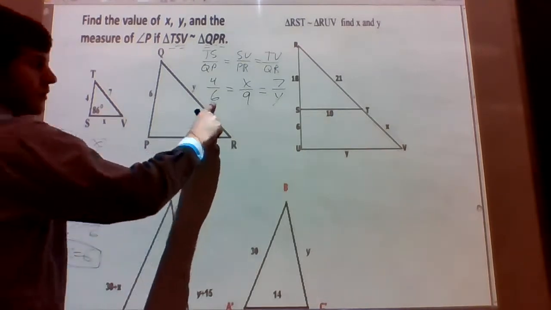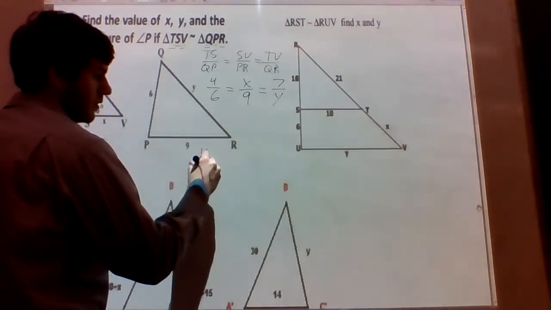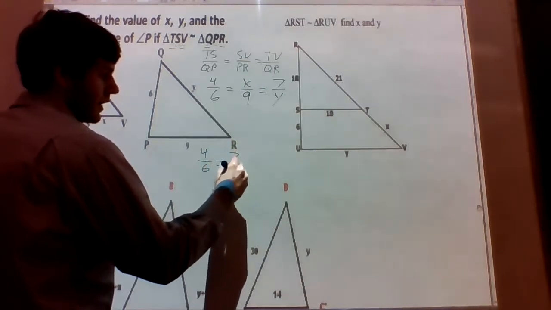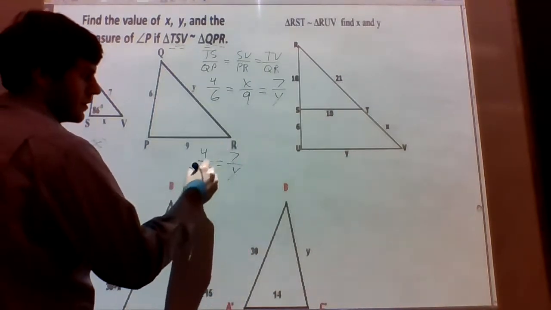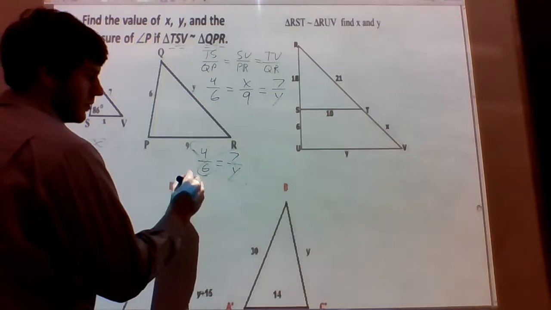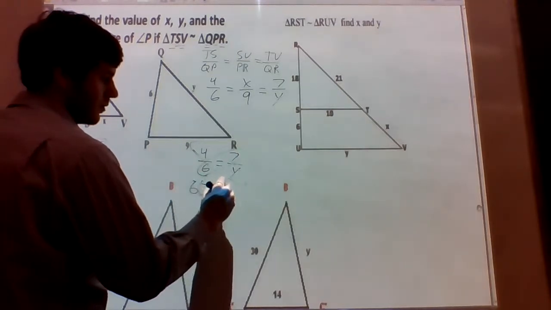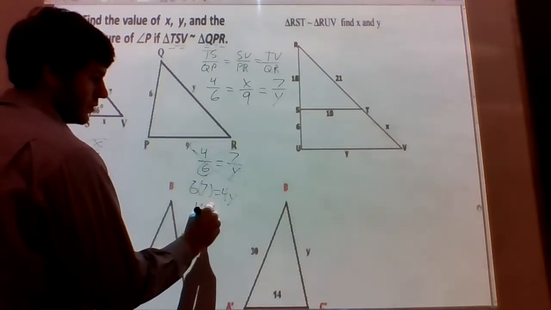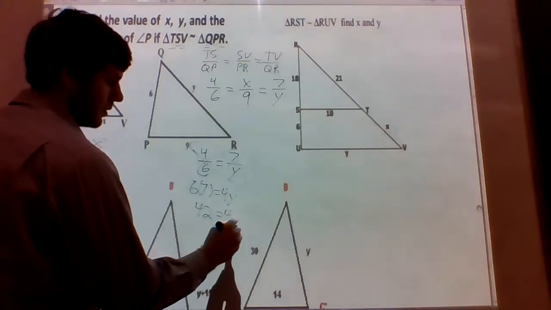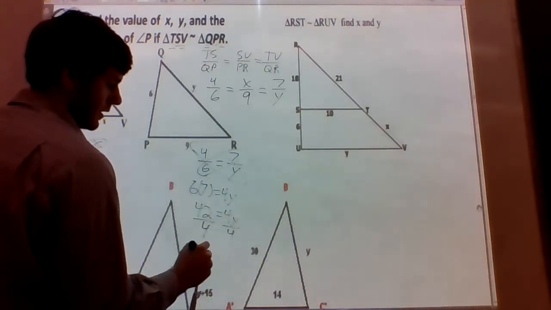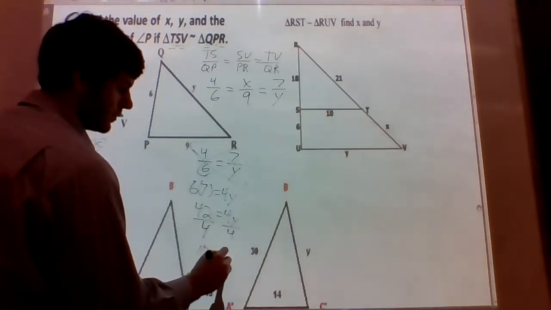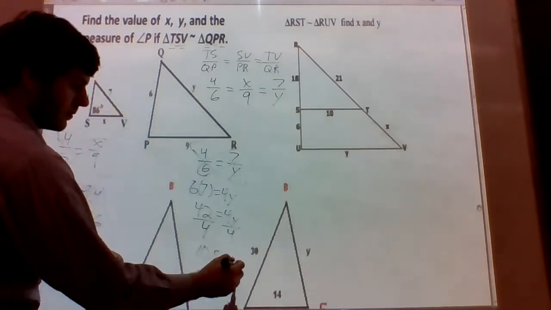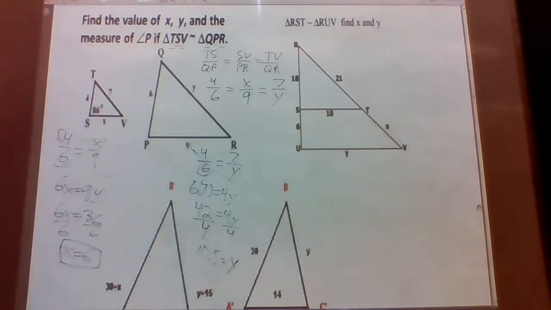We also know 4 over 6 is going to equal 7 over y. Cross multiply. 6 times 7 is going to equal 4y. 42 is going to equal 4y. Divided by 4, 10.5 is going to equal y.